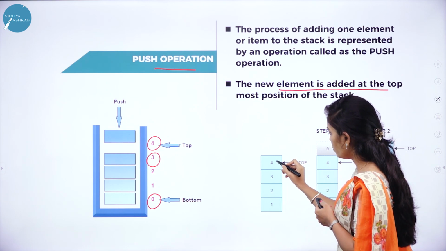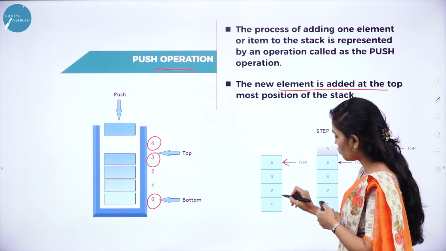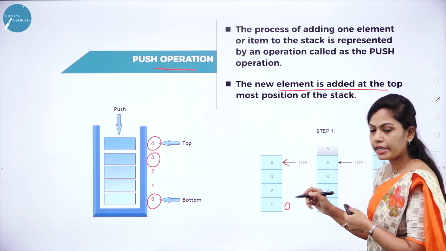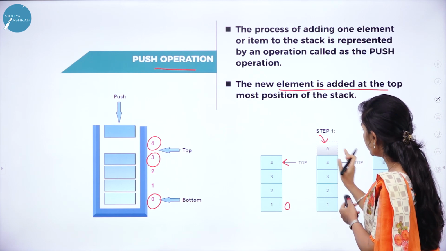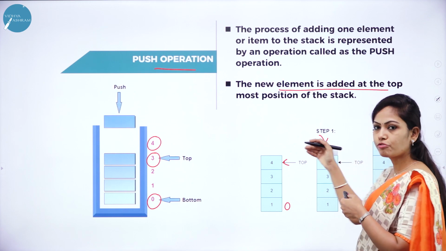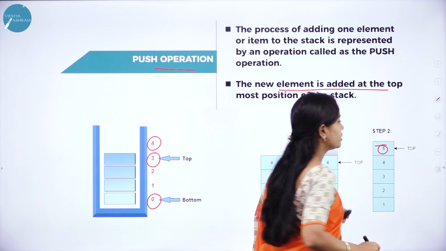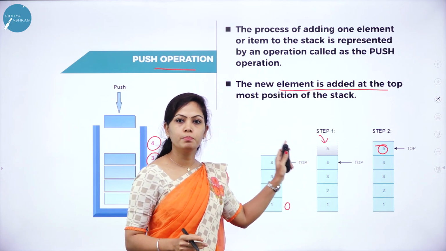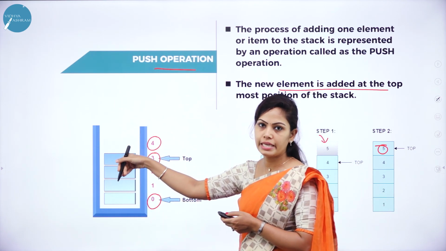Here totally we have 4 elements: 4, 3, 2, 1. The top of the stack is 4 and the bottom is 1. In step 1 I am going to add one item called 5. Before, the top item was 4. Now after adding the fifth element, 5, the top becomes 5. So this is one example of the push operation. Very simple concept: in push operation we add an element.